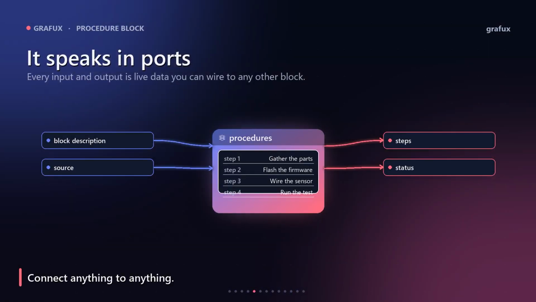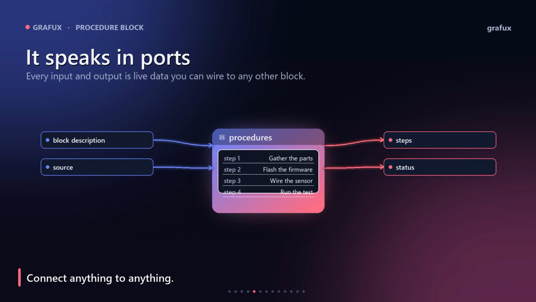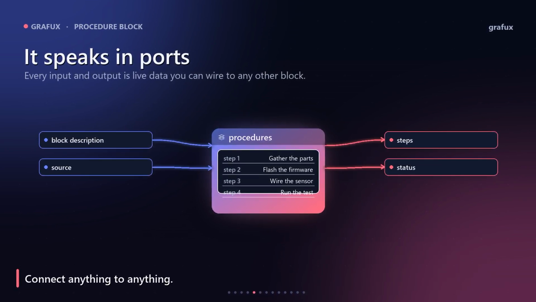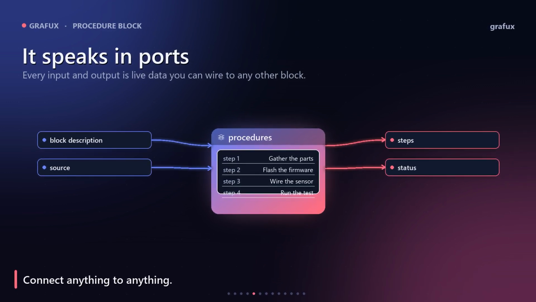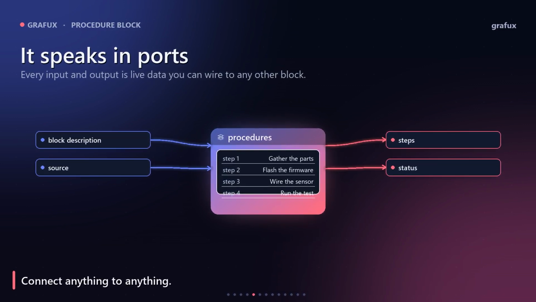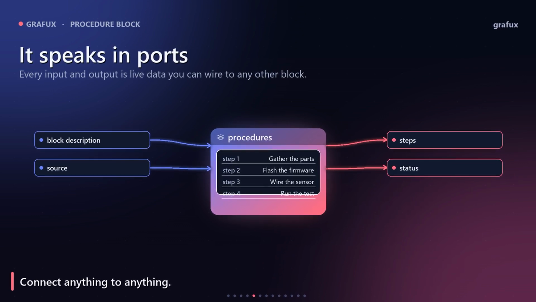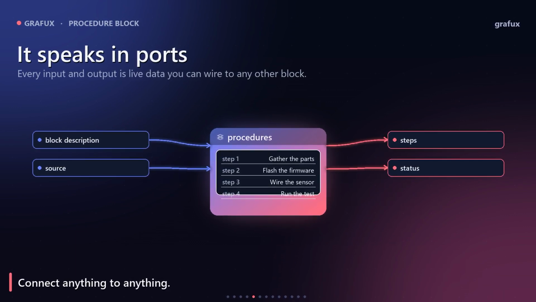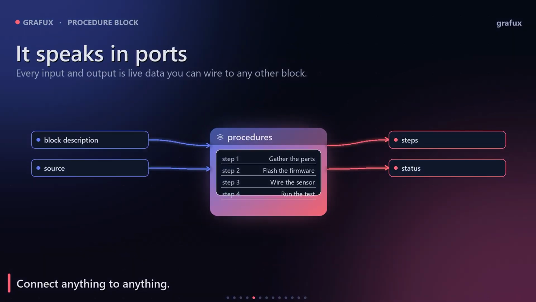Now, every block in Grafux speaks in ports. The procedure block takes in block description and source, and gives you back steps and status. And here's the magic. Every one of those is live data. Connect an output to another block, and it simply flows, updating the moment anything changes. That's the whole idea behind Grafux. Small, sharp blocks that snap together into something genuinely powerful.